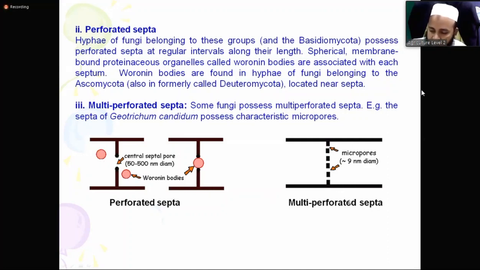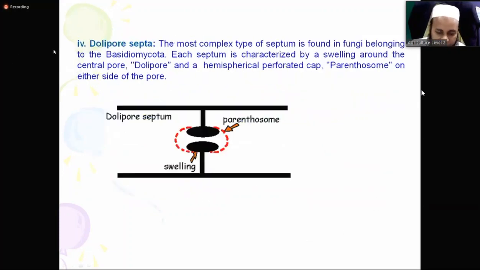And another is multi-perforated septa we discussed last class. And Dolipore septa, we told you that in the septa there is a swelling, a bulge or bulged area. This swelling area is also covered by a perforated cap, which is called parenthesome. And this type of septum is called Dolipore septa.